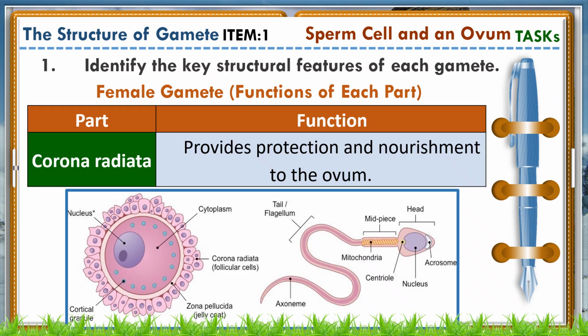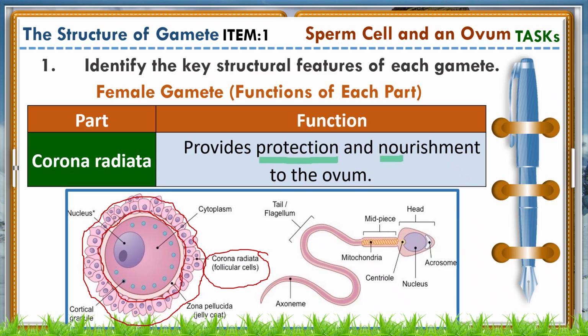Then we have another part which we call corona radiata. Corona radiata is made up of these follicle cells that are outside of the zona pellucida. All these cells are what we are calling the corona radiata. Those cells in this layer are referred to as corona radiata or follicular cells, and their function is to provide protection and nourishment of the ovum.